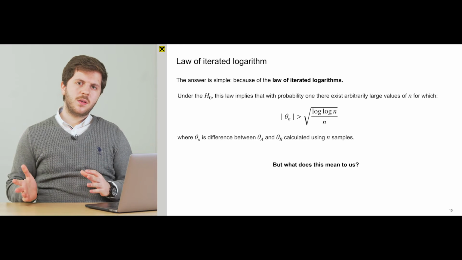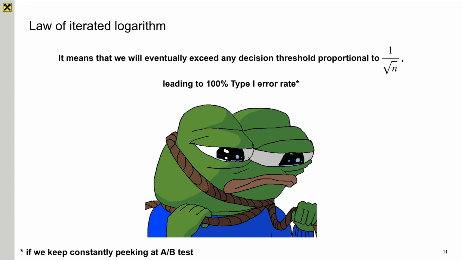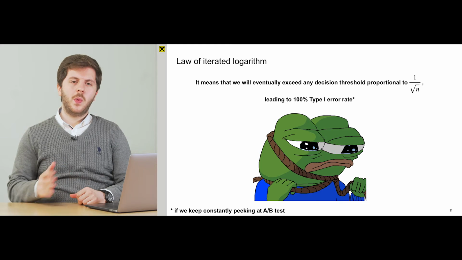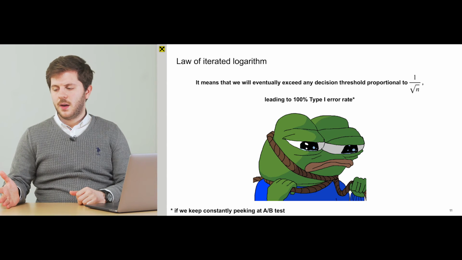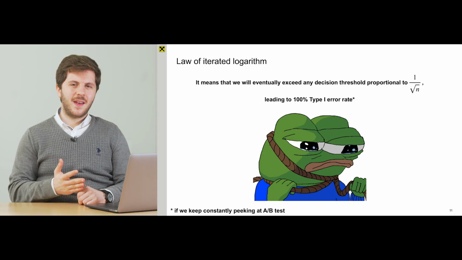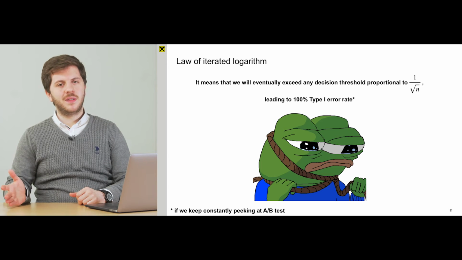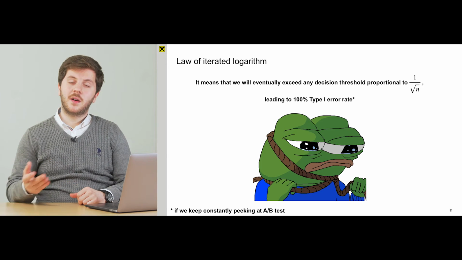And what does this mean to us? What should we know about this? I think we should understand that we will eventually exceed this decision threshold, and it will lead to 100% type 1 error rate. And someone could say, sorry, Narses, do you really want to say that we should conduct an A/B test with infinite sample size? And he will be correct.